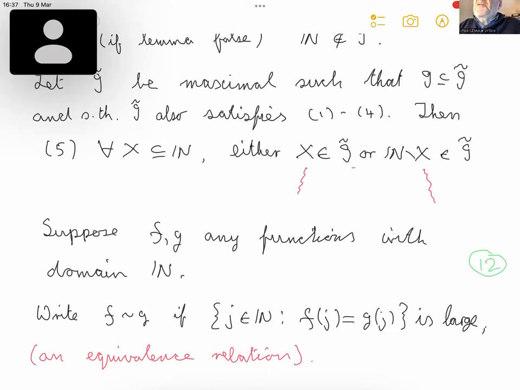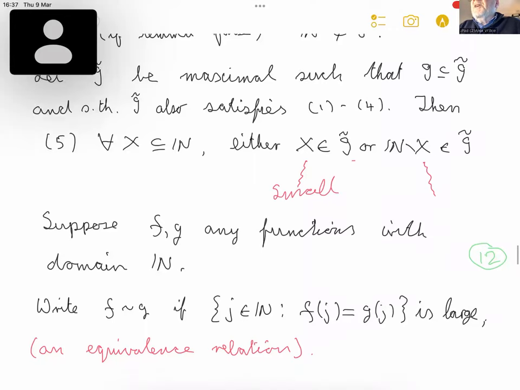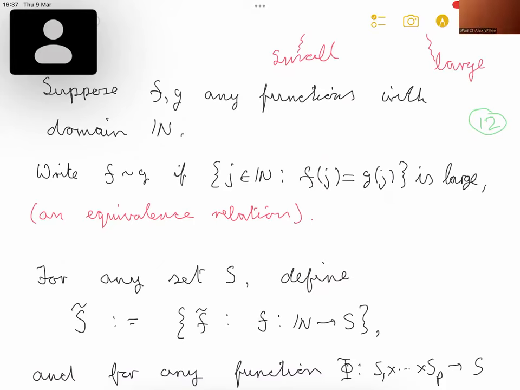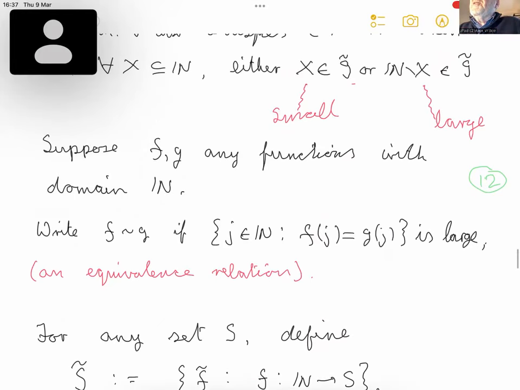And these sets that are in it, I'll be calling small. And the sets that are not in it, I'll be calling large. Now, if you go and look at the model theory literature, the set of large sets here is sometimes called an ultrafilter on N. That's if you want to look this stuff up. And this is called the maximal ideal of sets.